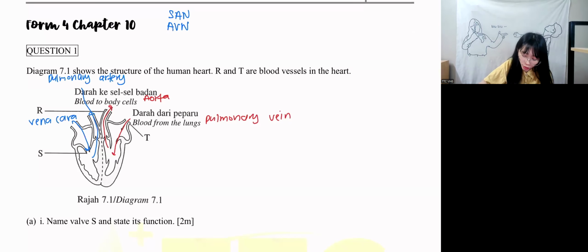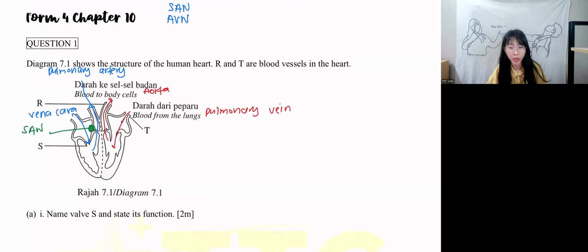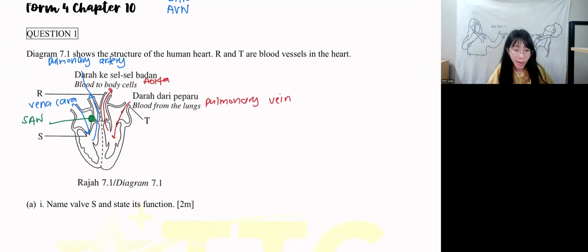Your sinoatrial node is located somewhere around here on your right atrium. This is your sinoatrial node. The sinoatrial node initiates your heartbeat. So the contraction starts from your sinoatrial node. As a pacemaker, correct? They are the pacemaker.